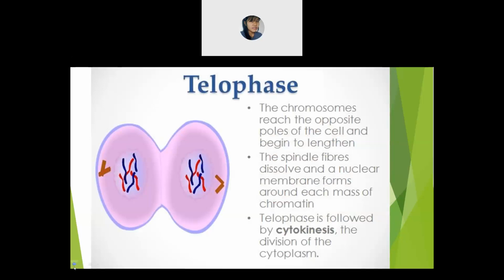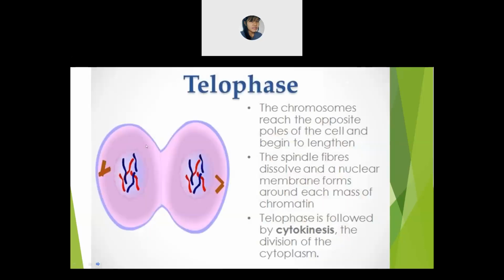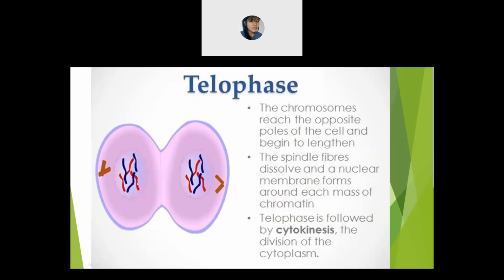And what you will see here, the spindle fibers dissolve. The spindle fibers dissolve means before you have seen the spindle fibers, this line. But in this telophase, you won't see them anymore. They will get dissolved, they will disappear. And the nuclear membrane forms around each mass of chromatin. Means here the nuclear chromatin was not there, isn't it? But here you will see the nuclear chromatin. This circle part is known as the nuclear chromatin.